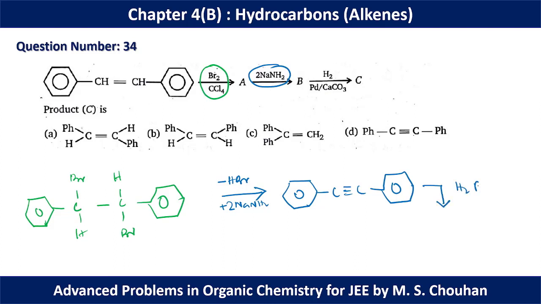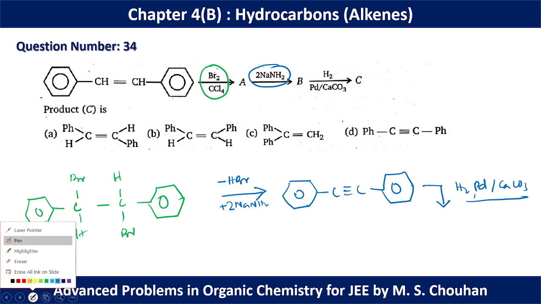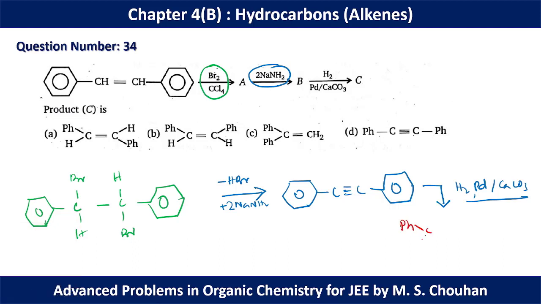Now H2 with palladium on BaSO4 or calcium carbonate is basically the Lindlar catalyst or Lindlar reagent. This is used for syn hydrogenation reaction. So basically we are going to have a syn hydrogenated product which will look like this only. Okay, so for question number 34, obviously option B is the correct option.